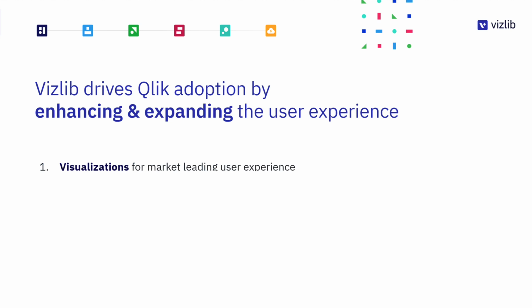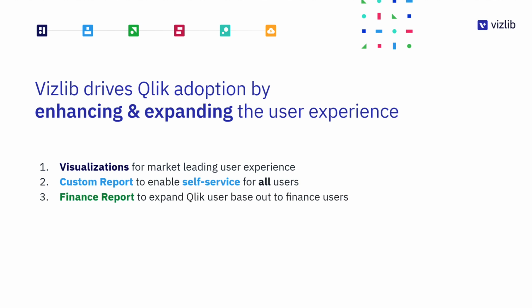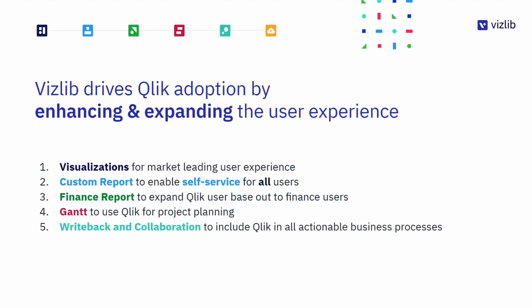It all started with the visualizations and UX tools for advanced dashboards and guided analytics in Vizlib Library. We then added Custom Report to enable those users who are not quite data literate yet. With Finance Report, we made it easier to bring Qlik to the finance department. Gantt enables Qlik for project planning. With Writeback and Teamwork, we made it possible to build support for entire business processes inside Qlik.